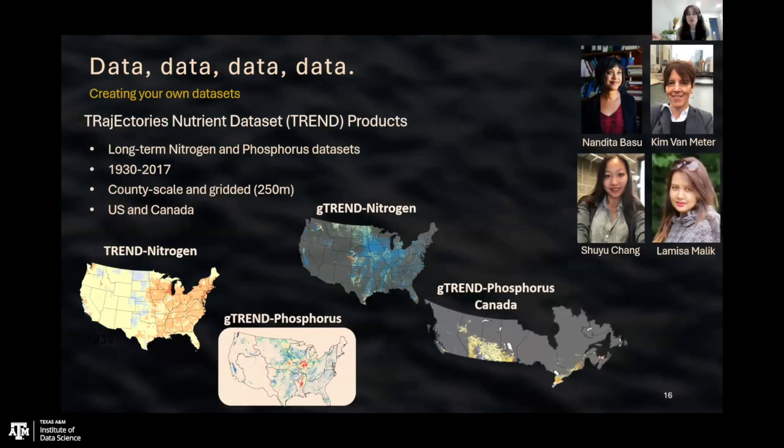The next part you could also do is create your own data sets. This is something that me and my colleagues have been doing for a few years now. I started this in my master's, and we're still making upgrades to our data. It's a continuous process of updating data sets. What we generated was what we call the trend data set products. Essentially, they're long-term nitrogen and phosphorus data sets. These spanned 88 years. Some of them are county scale, some of them are gridded, at the 250 meter scale, and they are across the US and Canada.